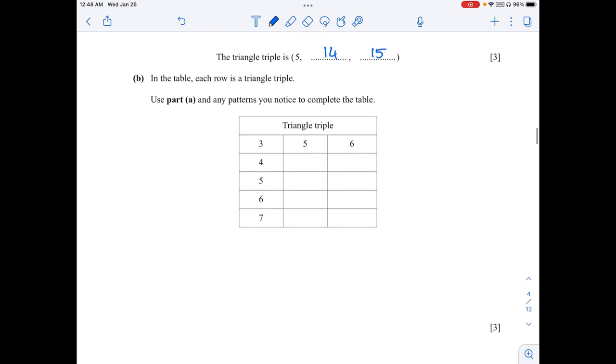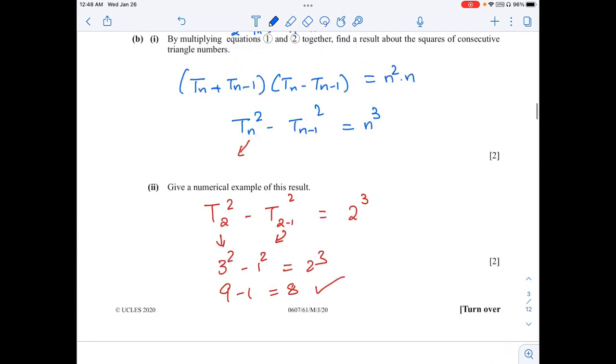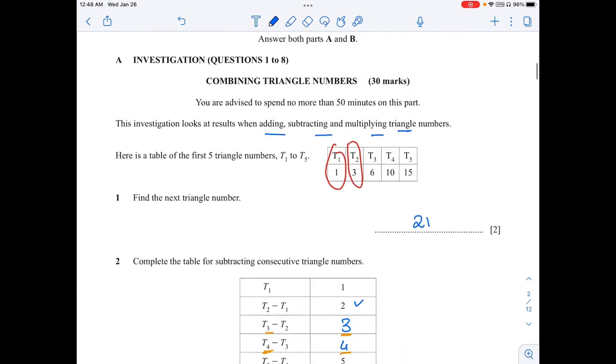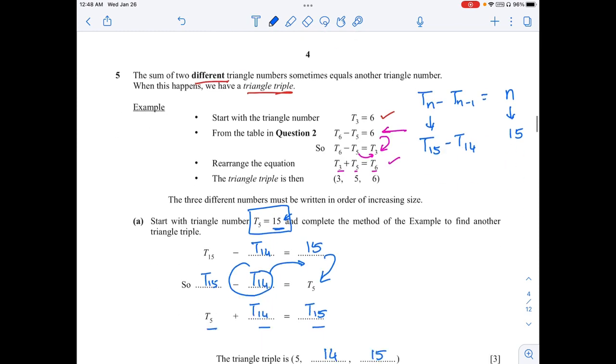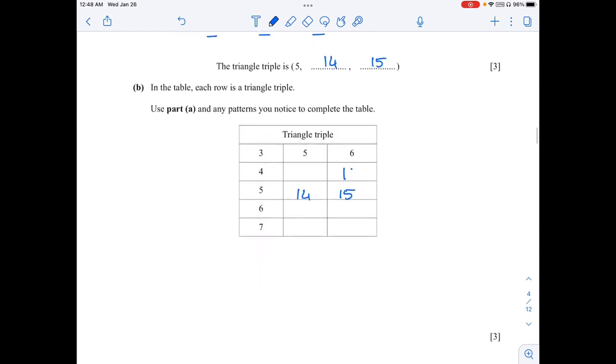In the table, each row is a triangle triple. Use that one. So 5, 14, 15. We have done that one. Now we have taken 6. The triple, we have taken it as 6. 6 has been considered, 15 has been considered. We have not considered 10. So we are going to consider 10 next.